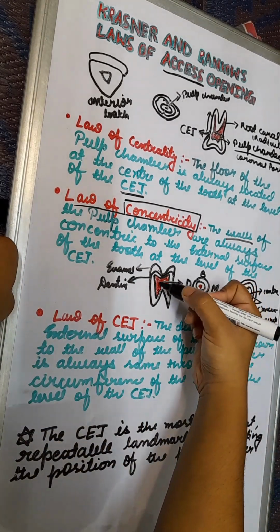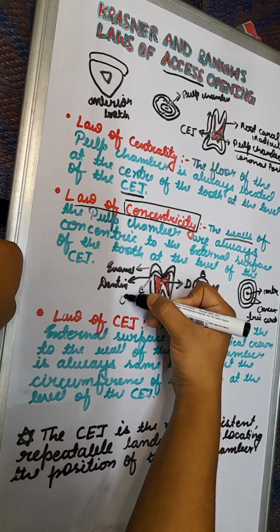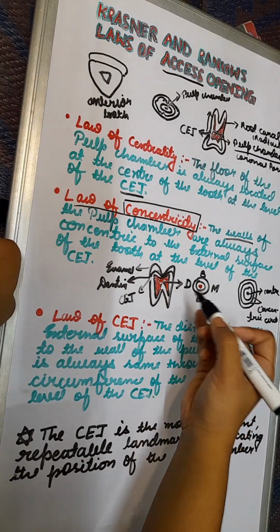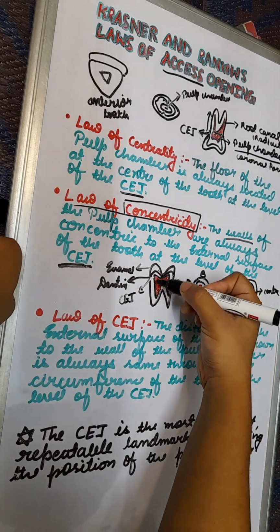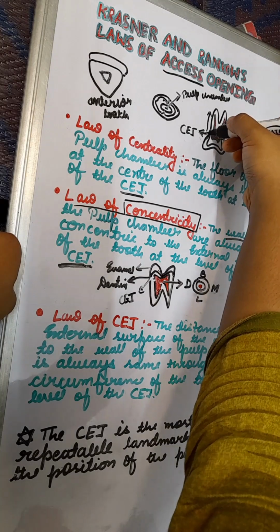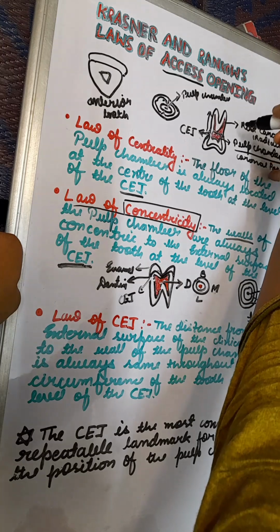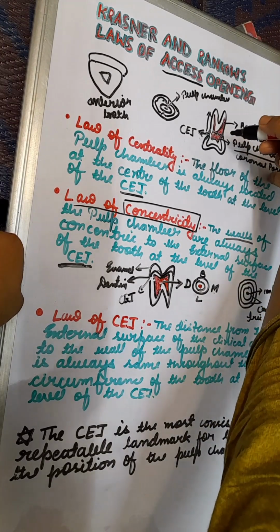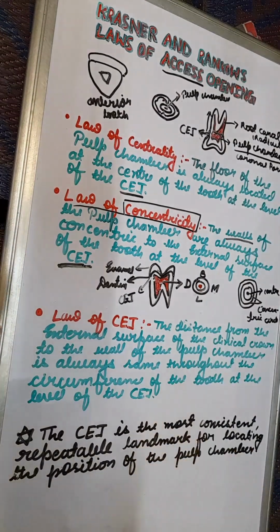And when we talk about the cemento-enamel junction, the walls of the pulp chamber are always concentric to the external surface of the tooth at the level of the CEJ. This is the CEJ portion of the tooth, and the walls of the pulp chamber are forming a concentric circle to the external surface of the tooth at the level of the CEJ.